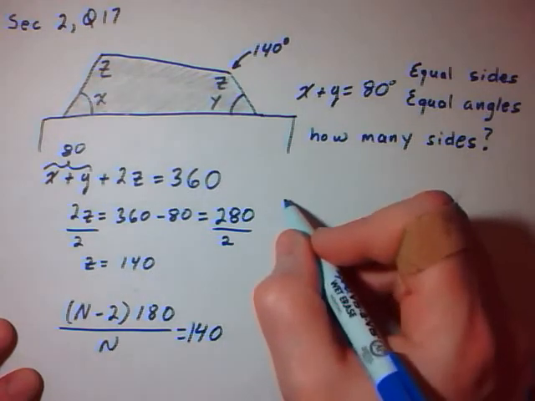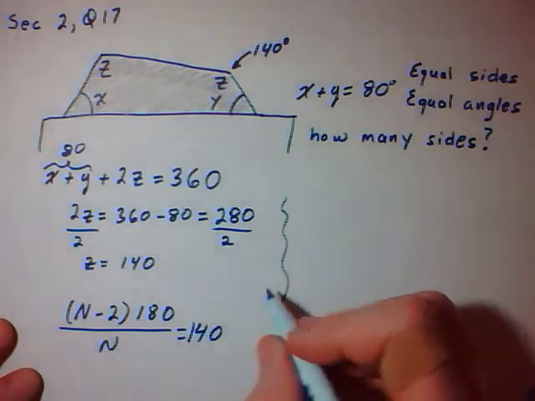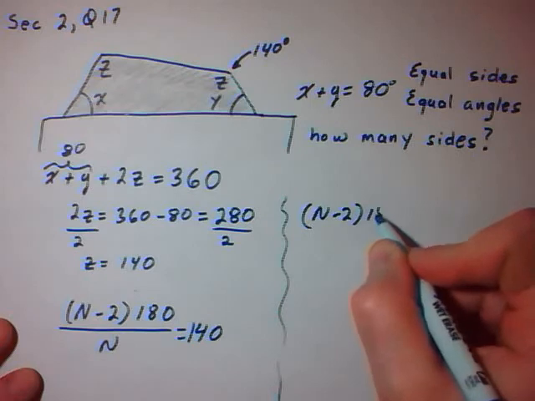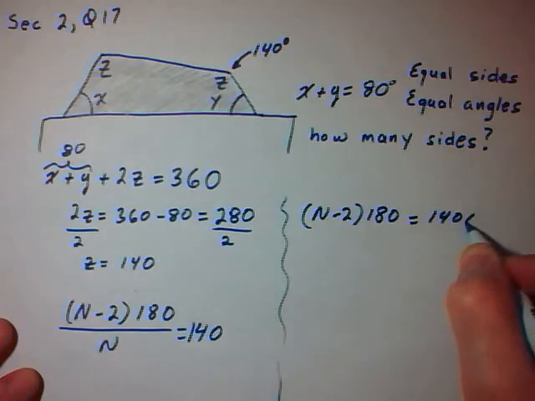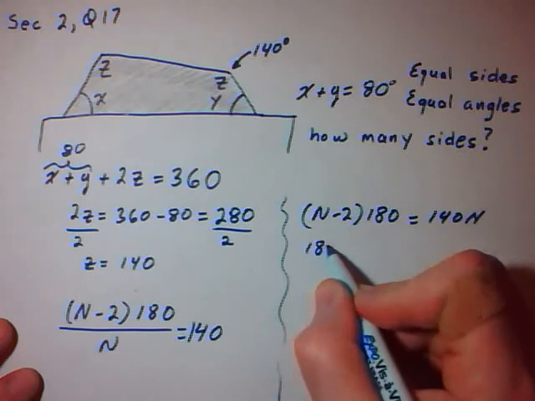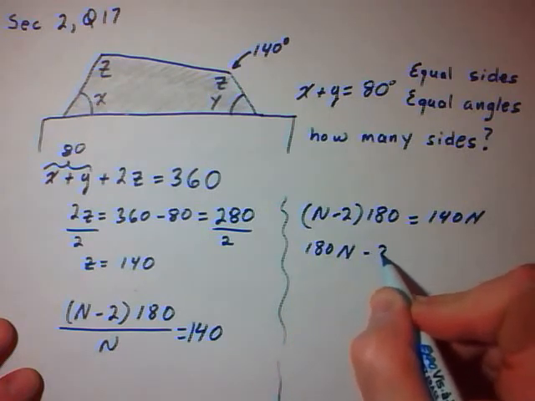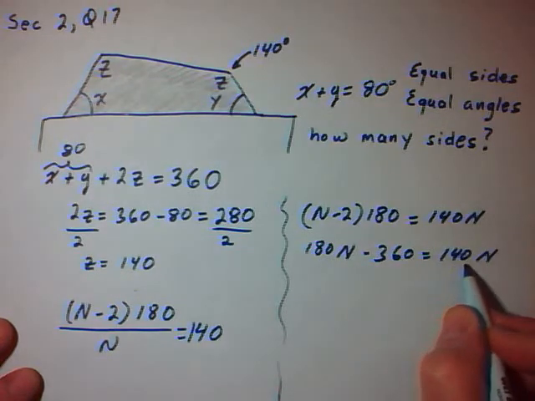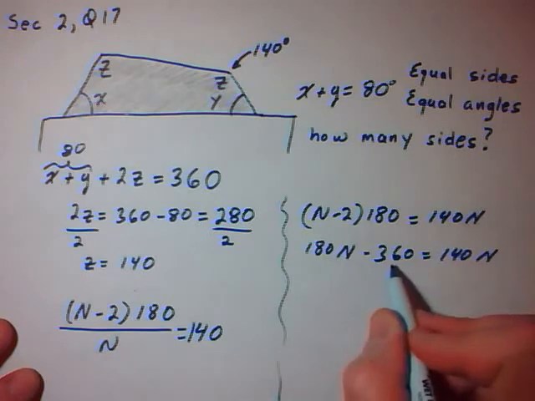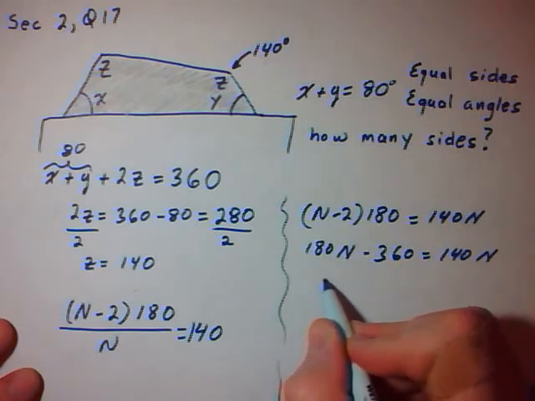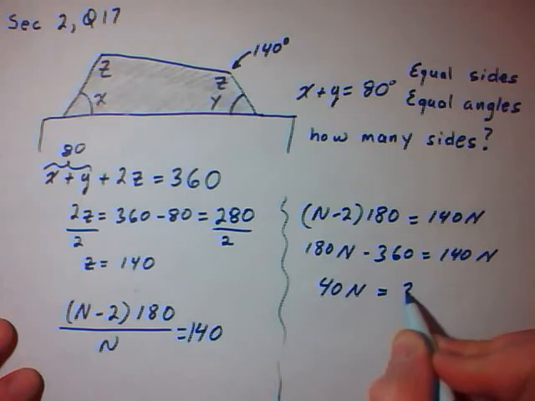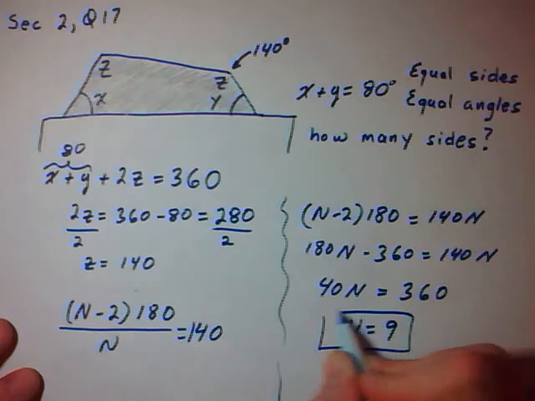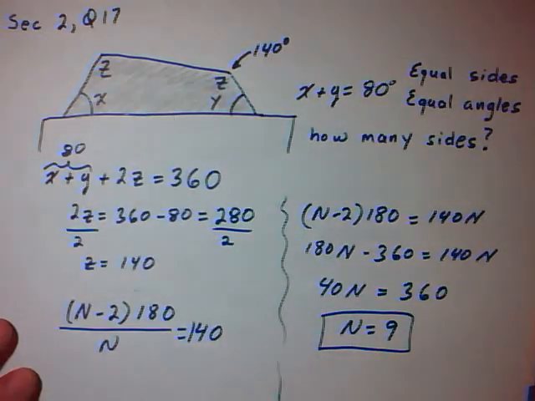Cross multiplying, I'm going to continue over here. Cross multiplying, I'll get n minus 2 times 180 equals 140n. Distributing, 180n minus 360 equals 140n. Subtracting 140n from both sides, and adding 360 to both sides, we'll get 40n equals 360, and that then gives n equals 9. So this is a 9-sided regular polygon.